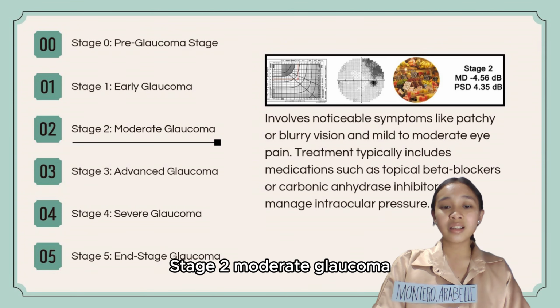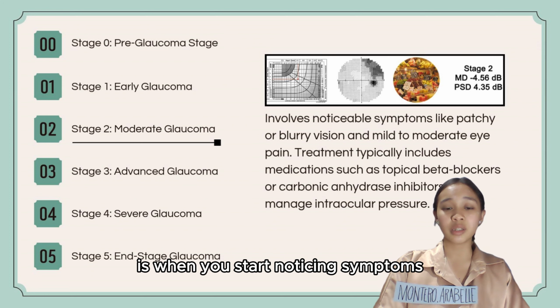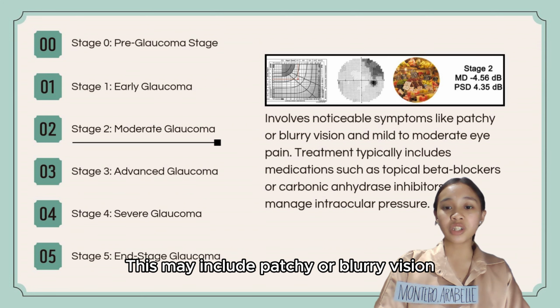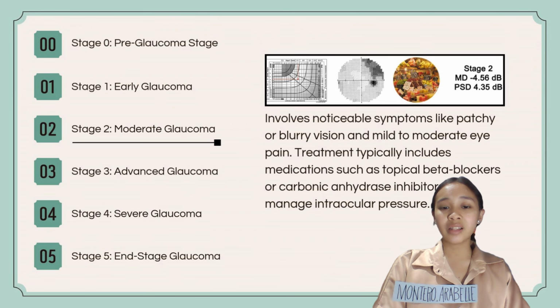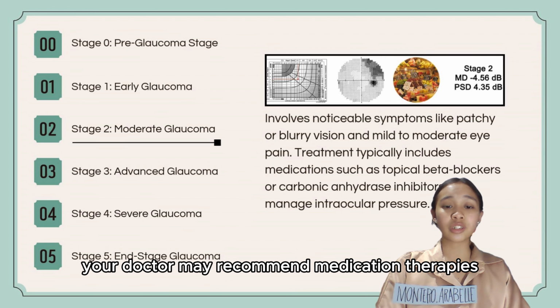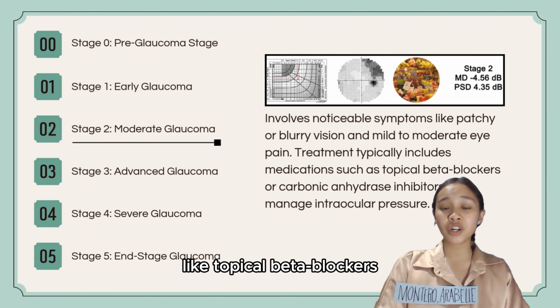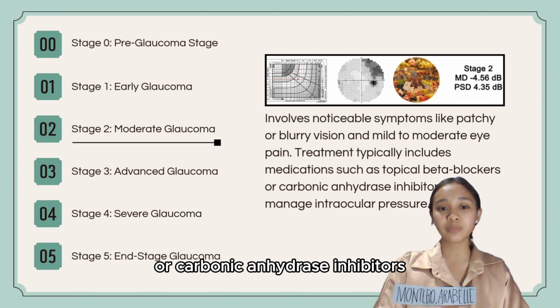Stage 2. Moderate glaucoma. The second stage of glaucoma is when you start noticing symptoms. This may include patchy or blurry vision or mild to moderate eye pain. At this point, your doctor may recommend medication therapies like topical beta blockers or carbonic anhydrase inhibitors.